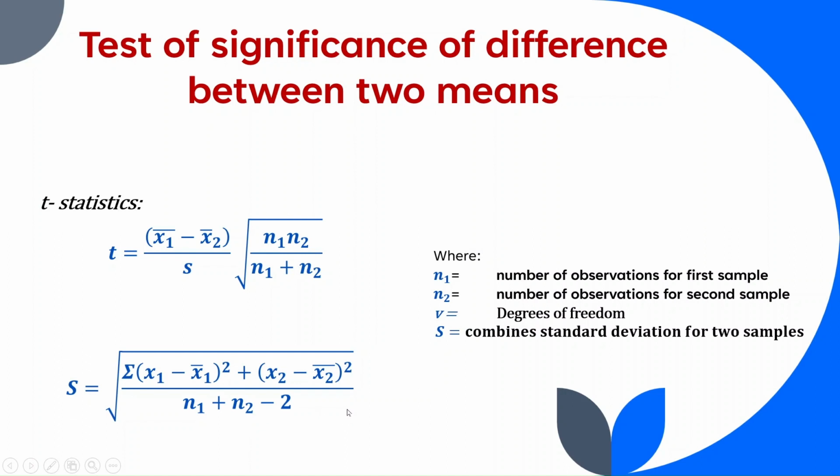So if we have 15 observations for the first sample and 10 observations for the second sample, the degrees of freedom will be 15 plus 10 minus 2, that is 25 minus 2, which is 23. In this way we calculate the degrees of freedom. For finding t tabulated values, we use t tables. Now we will learn how to read t tables.